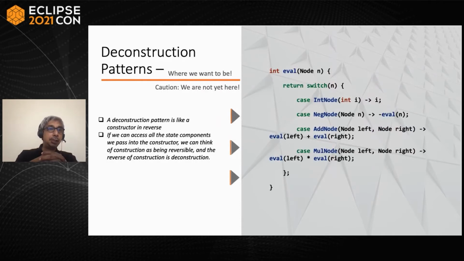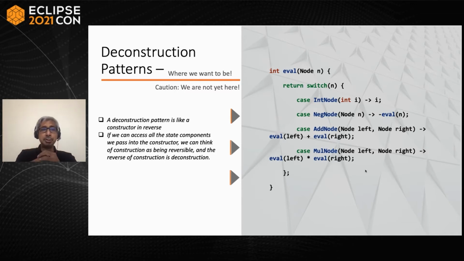So let's see what is deconstruction. Call it deconstruction patterns. Now, a word of caution here. This is where we want to be. Java is not yet there. So if you look at the right side, you are sending a node n, and there is a switch on n, and the switch is switching based on the type rather than the value. It switches based on node and selects one of these cases based on whether it's an int node, neg node, add node, or mul node.